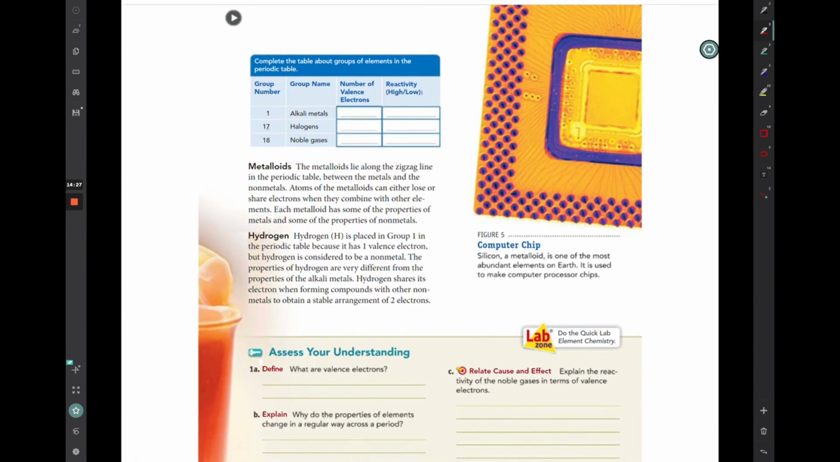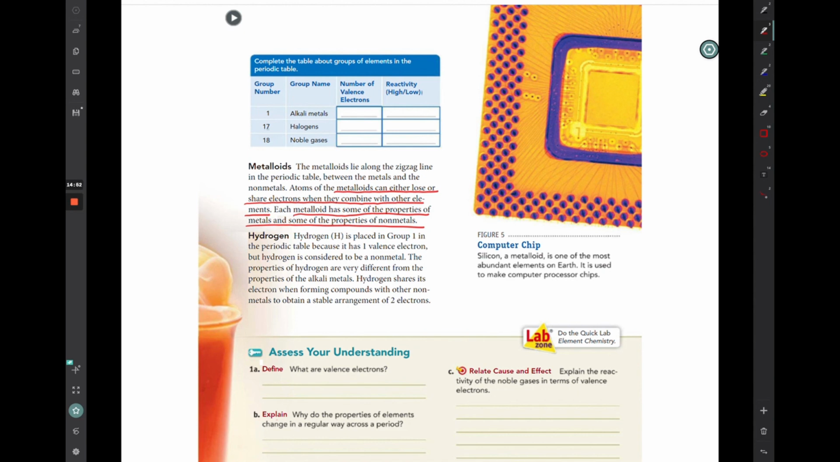The metalloids can either lose or share their electrons when they combine with other elements. And that's because metalloids tend to have some properties of metals and some properties of nonmetals. So they're going to behave sometimes like metals, sometimes like nonmetals. But they can either lose or share their electrons when they combine with other elements.